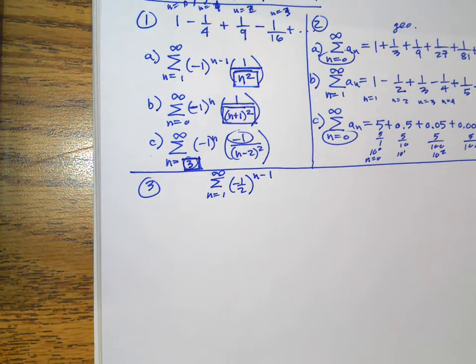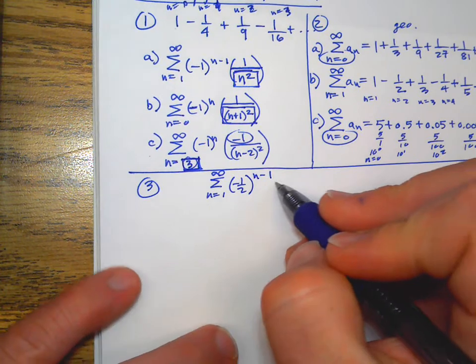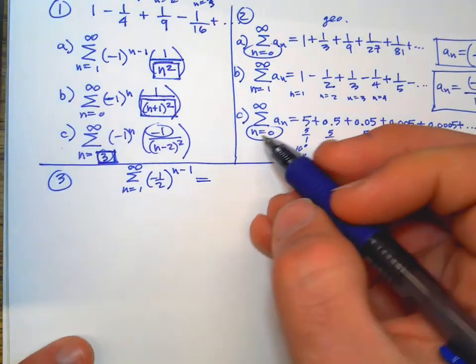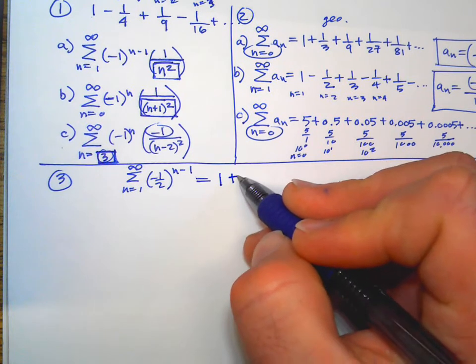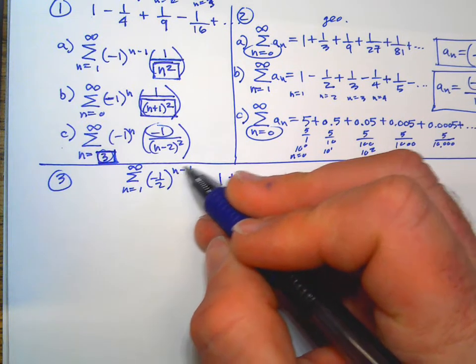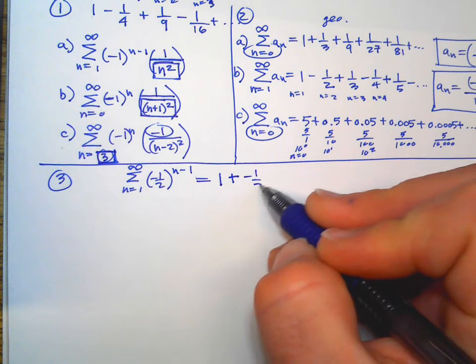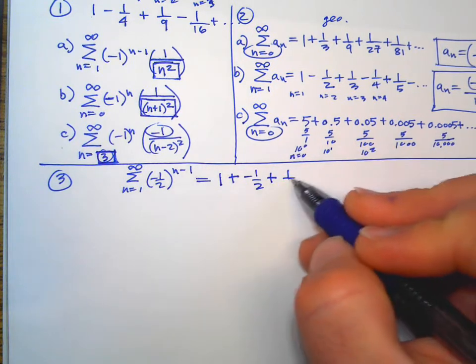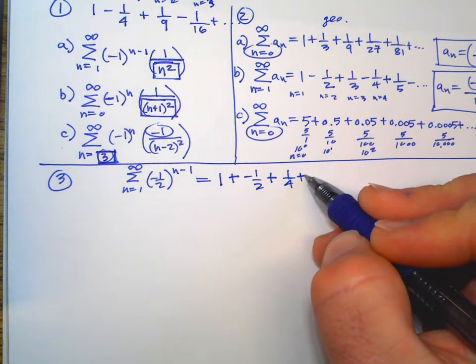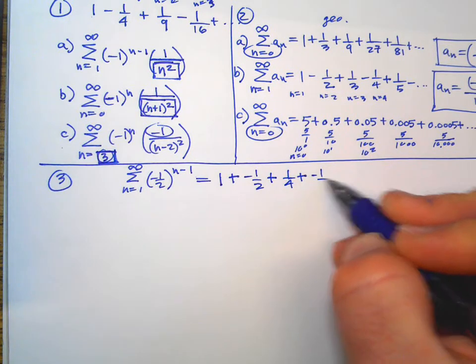So, I mean, you could write some of the first terms out just to help you. When n equals 1, the exponent is 0, so that's a 1. Plus, when n equals 2, it's going to be negative 1/2. When n equals 3, it's going to get squared, so it's going to be 1/4. When n equals 4, it's going to be cubed, so it's going to be negative 1/8.